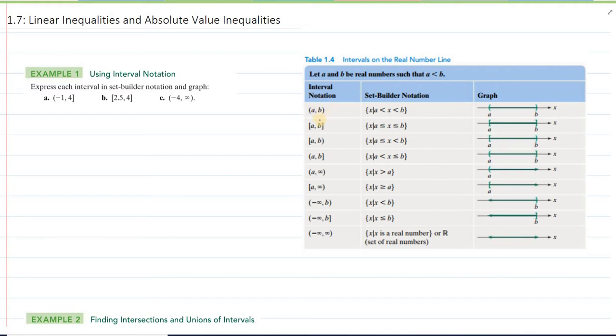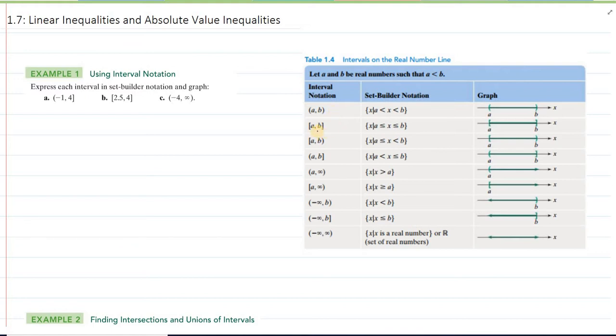If you look at this, parenthesis a comma b is the same thing as x is greater than a and less than b. And on the graph here, we're just going to have the parenthesis on both sides. We don't really care very much about this set builder notation because from now on, most of the answers you need to write in interval notation form.